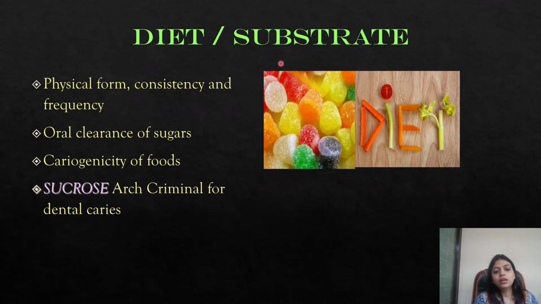Then diet and substrate: the physical form, consistency, and the frequency at which starchy or sugary diets are taken affect oral clearance of sugars and cariogenicity of the foods, and sucrose is considered as the arch criminal. It's an important question. Why it's considered arch criminal is because it causes dental caries, and then there is a loss in the arch perimeter because we are losing the tooth structure over there.